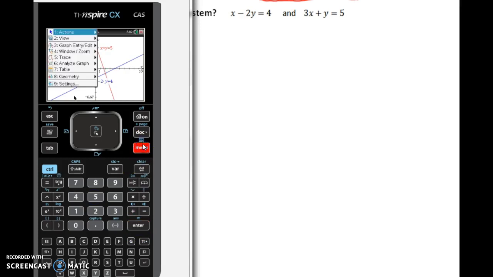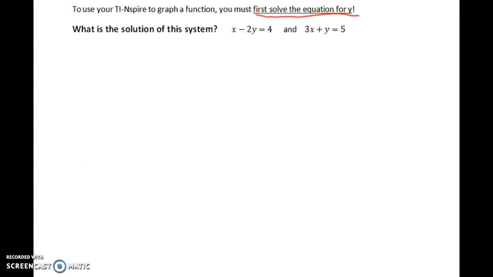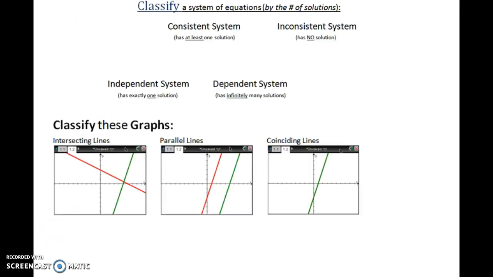Again, my favorite way is go to geometry, points and lines, intersection points, click on this graph, click on this graph, and it gives you the point, which is (2, -1). That is the solution. That's how I want you to write your solution, and you got it. So using your TI-Nspire, we were able to graph that pretty easily and solve it.